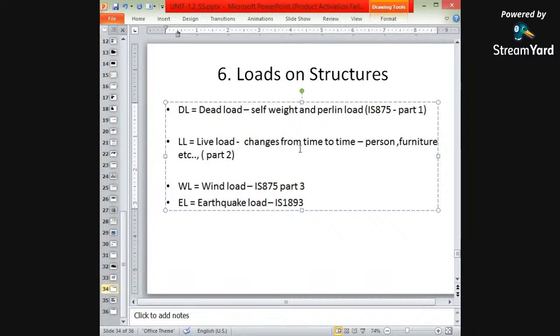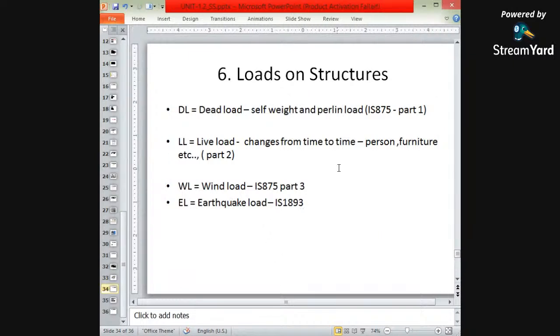Live load is also there. It changes from time to time: persons, furniture, etc. Wind load is also considered. It is covered in IS 875 part 2 for live load, whereas in IS 875 part 3, wind load is considered, and in IS 1893, earthquake loads are considered. These are the different IS codes to be referred to while calculating the dead load, live load, wind load, and while considering the earthquake load. So these are the codes given: IS 875 part 1 for dead load, part 2 for live load, part 3 for wind load, and IS 1893 for earthquake loads.